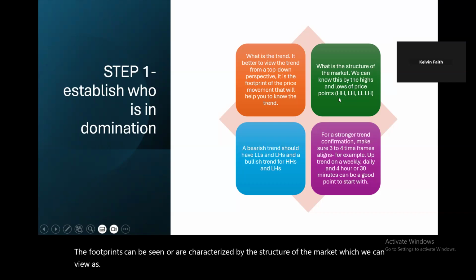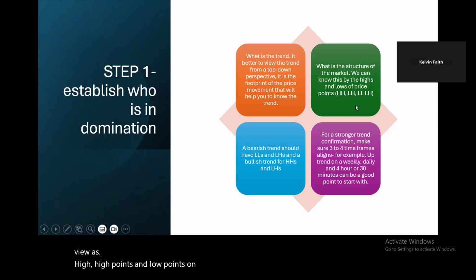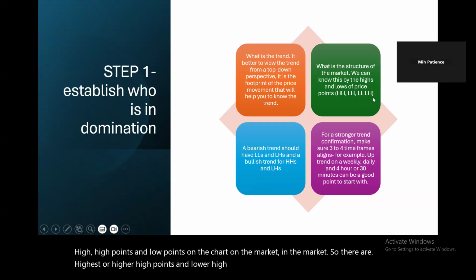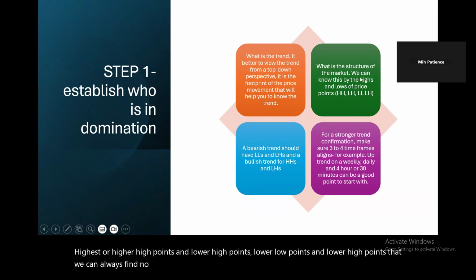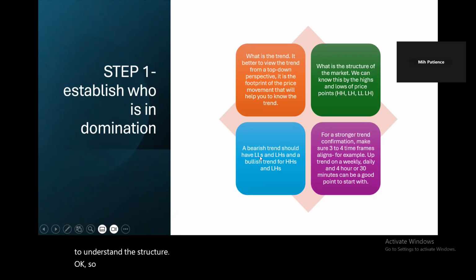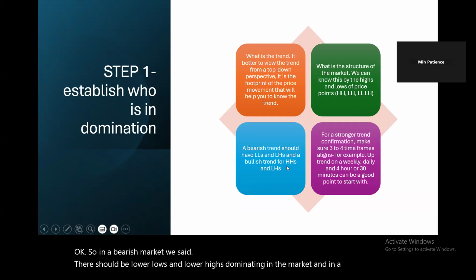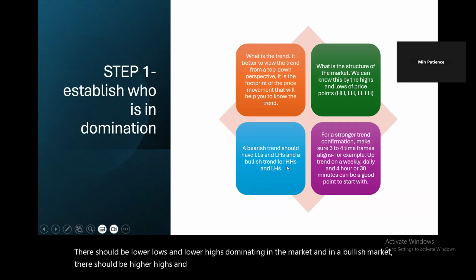which we can view as high points and low points on the chart. So there are higher high points and lower high points, lower low points and lower high points that we can always find no matter the time frame we are using. This is what will guide us to be able to understand the structure. So in a bearish market, we said there should be lower lows and lower highs dominating in the market. And in a bullish market, there should be higher highs and higher lows dominating in the market.